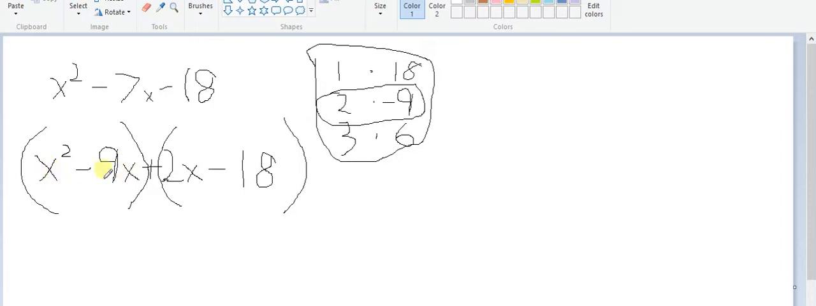Well, we can see both numbers have an x, so we can factor out an x. And that looks like that's all that these numbers have in common. So we're going to have x times (x minus 9). Okay. And add your plus sign.